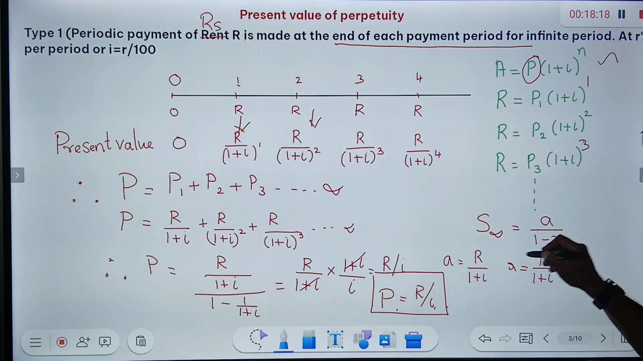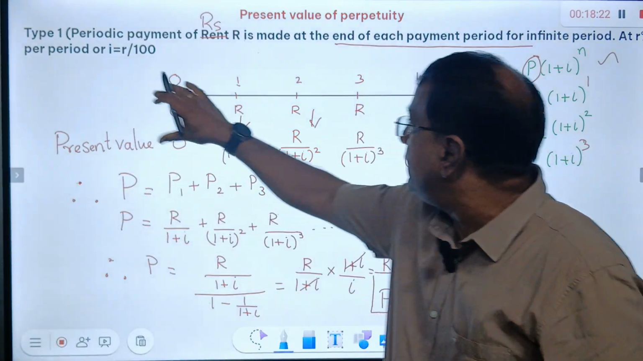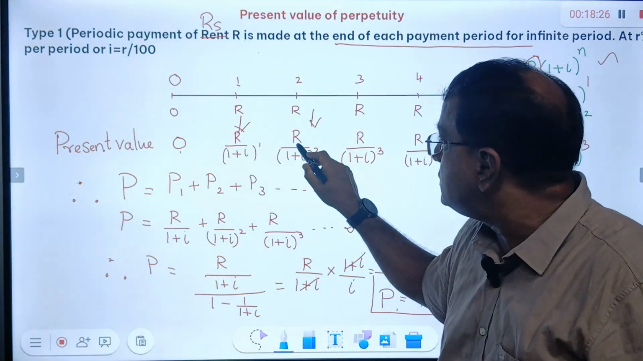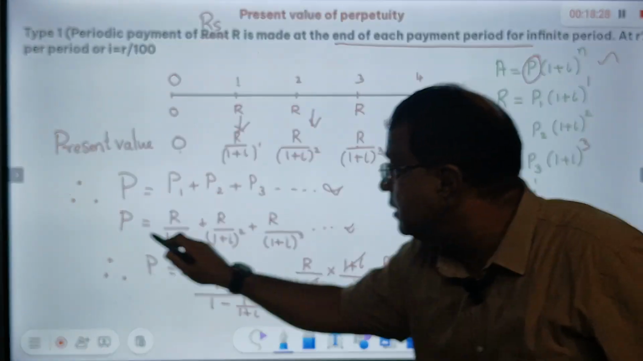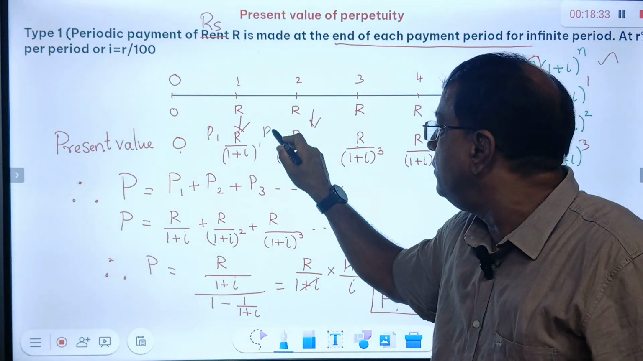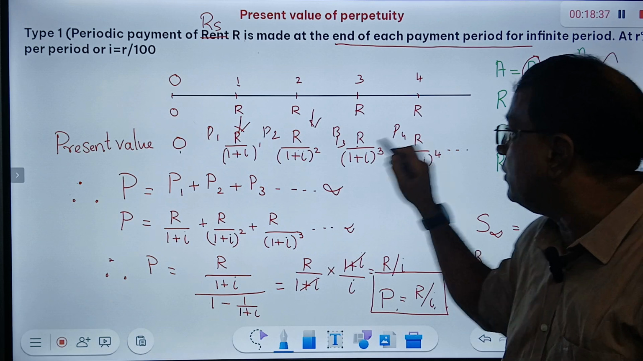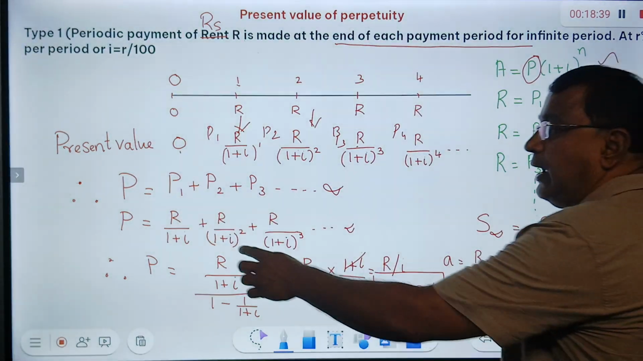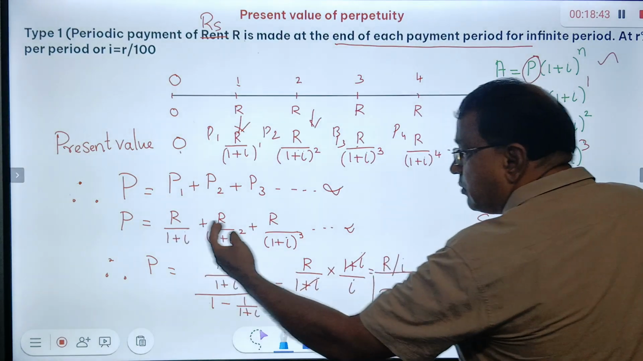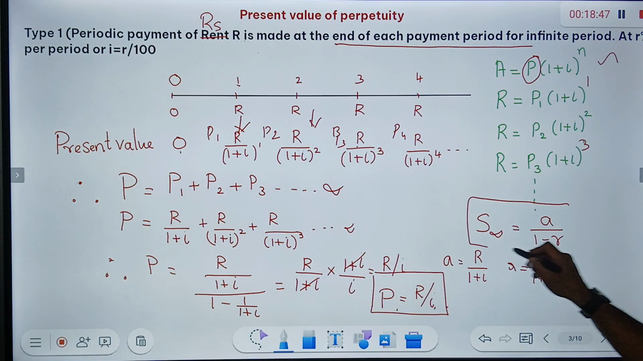Now you keep going like this. You add them. What is the present value of the entire thing? You add 0 plus this plus this plus this plus this. That's what I've written here. You can call this P1, this is P2, this is P3, and this is P4, and so on. You add all of them. When you add all this, you get a sequence, and clearly this is a geometric sequence of infinite terms. What is the sum of an infinite geometric progression?